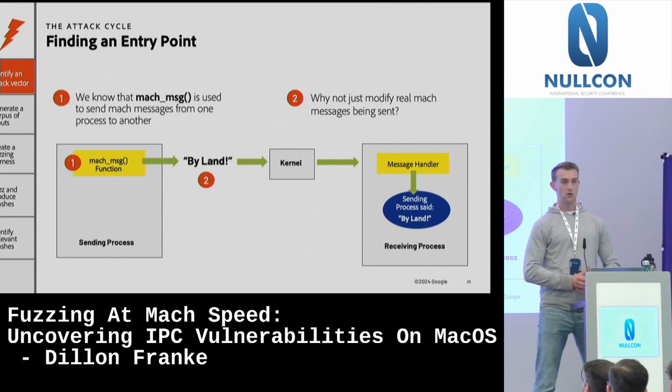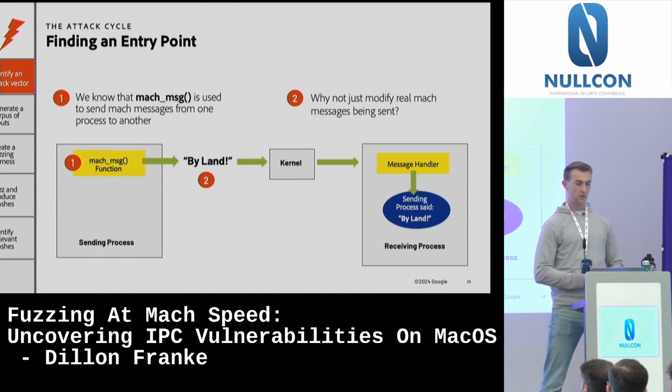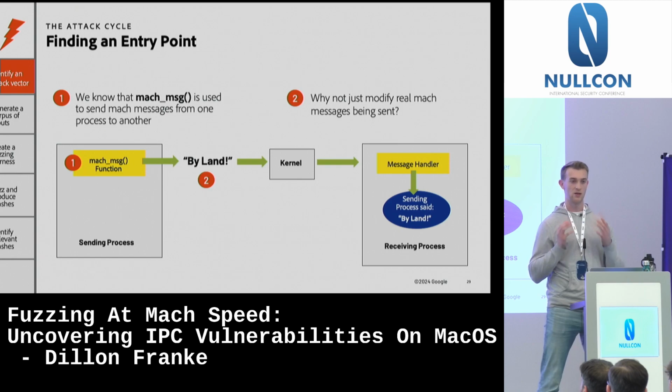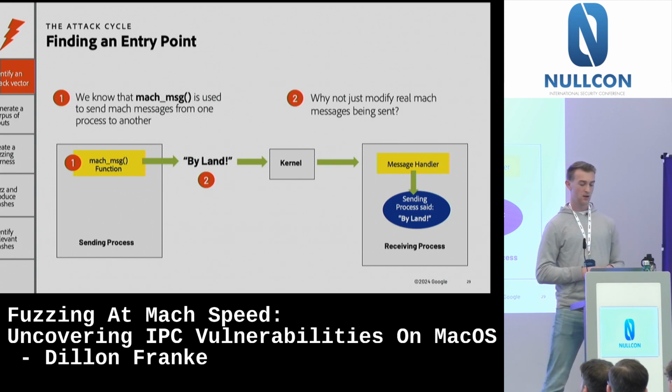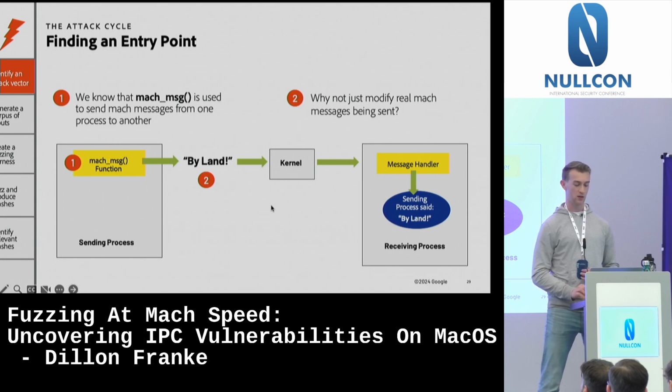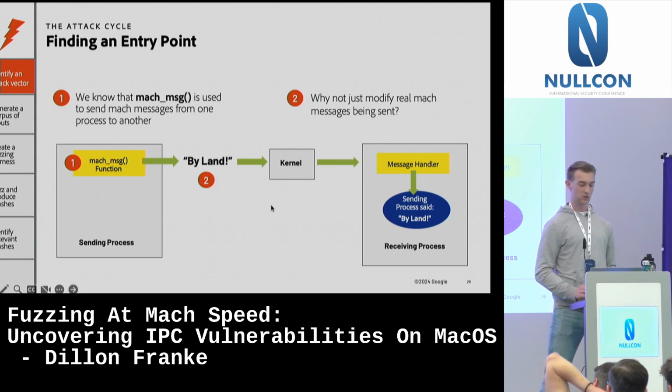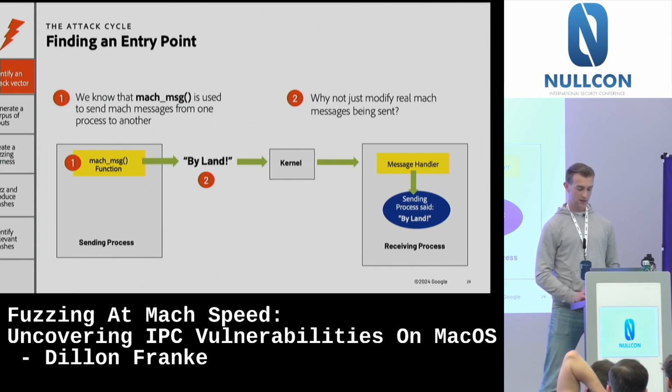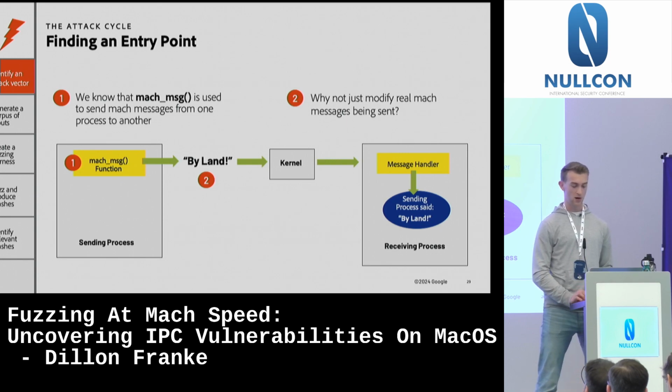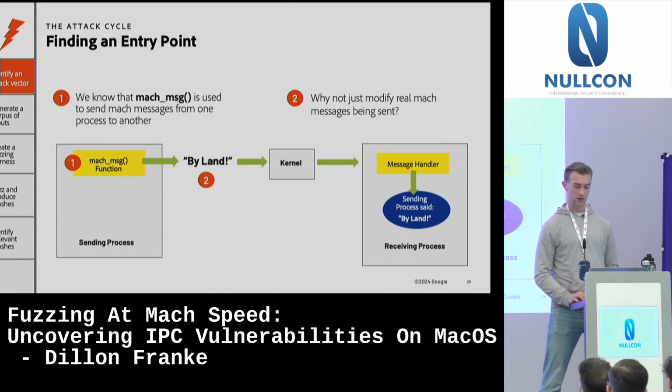Okay, so the first step after we've narrowed down the services that we actually want to start fuzzing is finding an entry point. So how do we know where to actually send our inputs to? And as I mentioned in the background, we know that the Mach message function is used to send Mach messages from one process to another. So that's a great start here. And you might ask, why don't we just modify real Mach messages being sent?